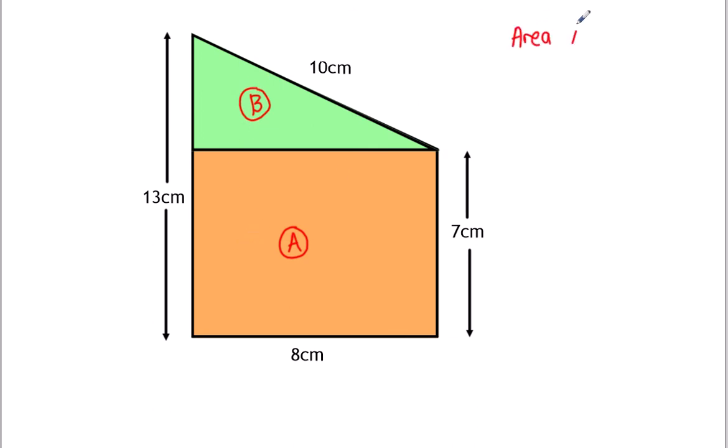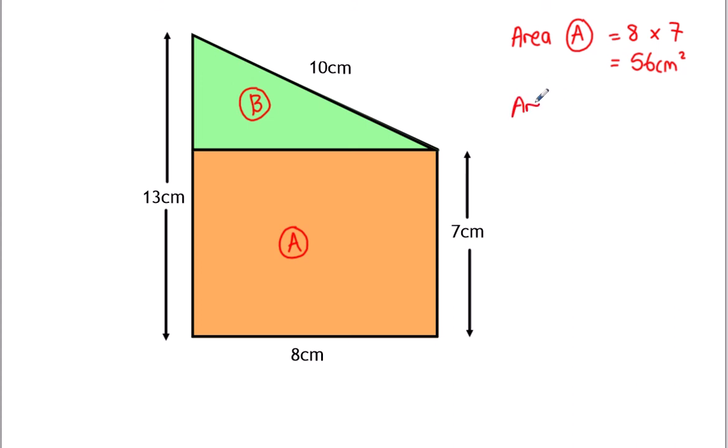So to do area A, how wide is it? How tall is it? It's definitely 8 wide. And if I'm only looking at the sort of the orangey colour, then it's 7 tall. This edge is 7. So 8 times 7 is 56 centimeters squared.